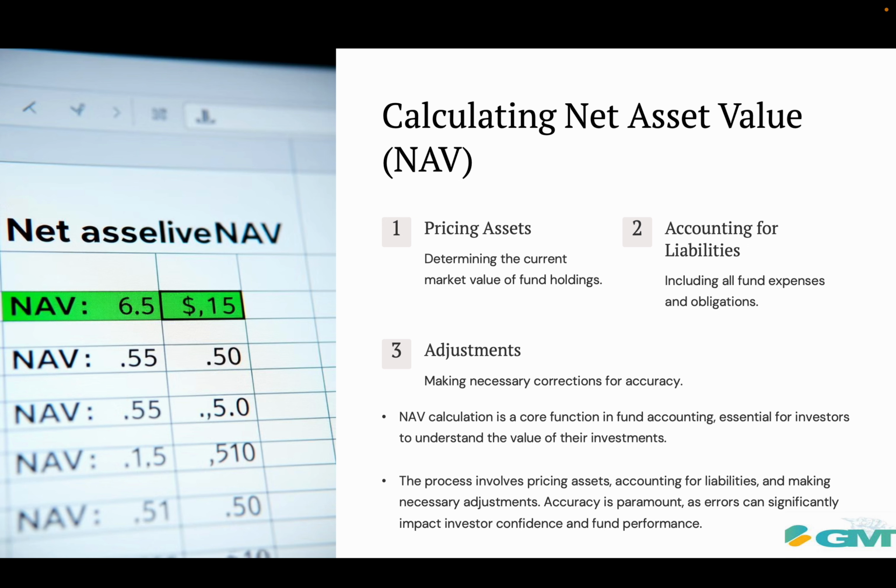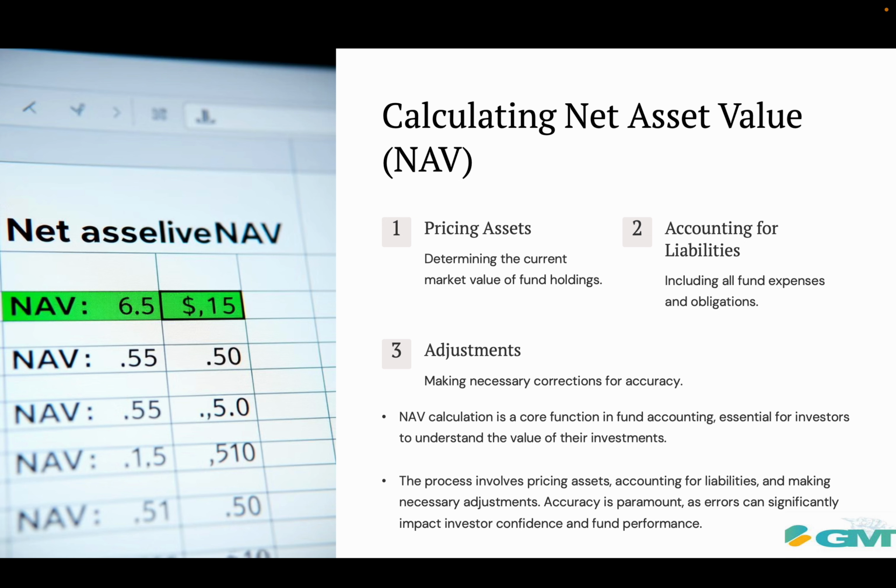NAV calculation is a core function in fund accounting, essential for the investor to understand the value of an investment. The process involves pricing assets, accounting for liabilities, and making necessary adjustments, and accuracy is paramount, as errors can significantly impact investor confidence and the fund accounting.